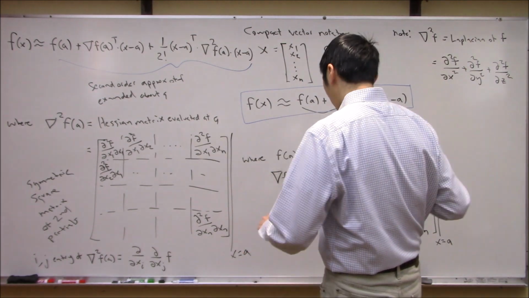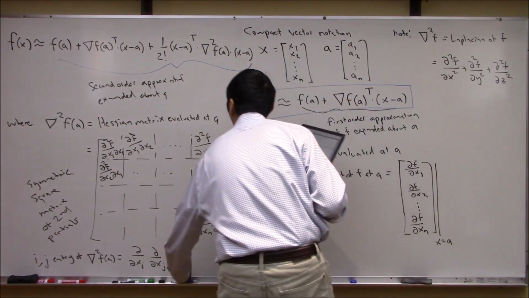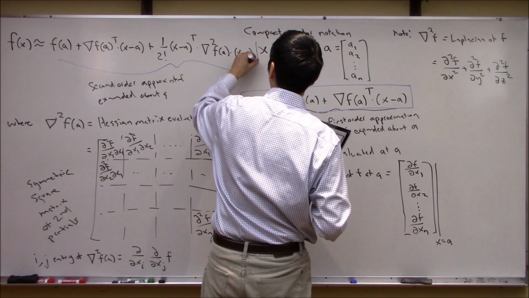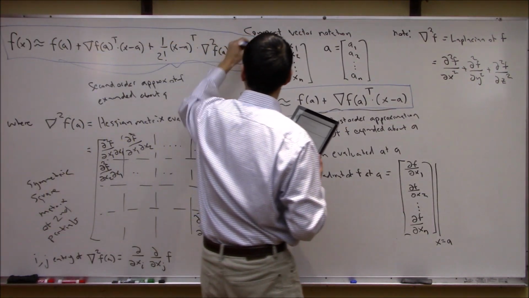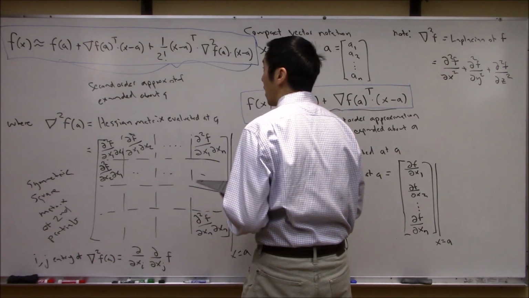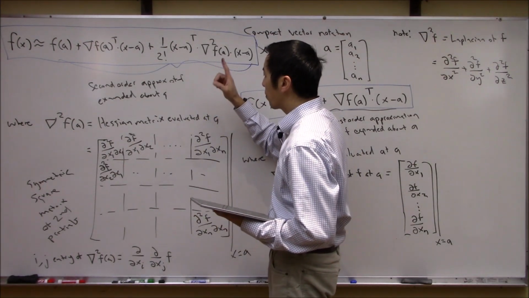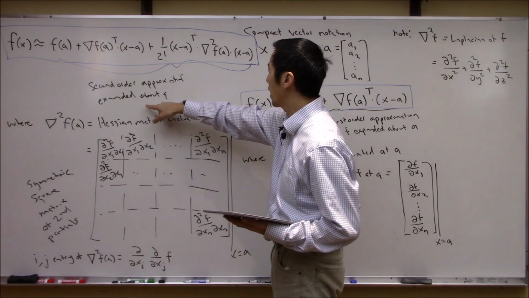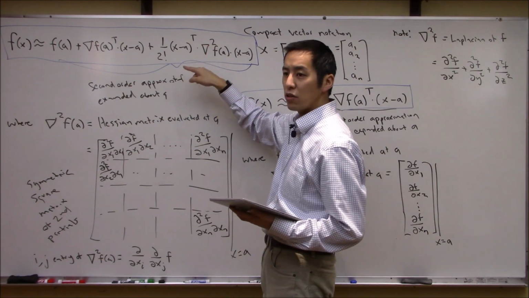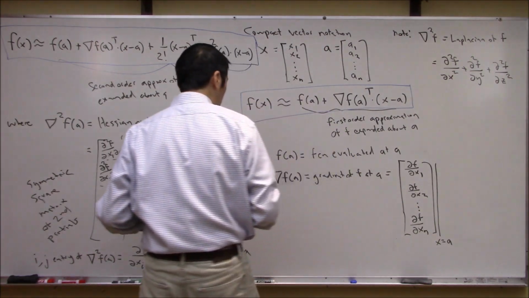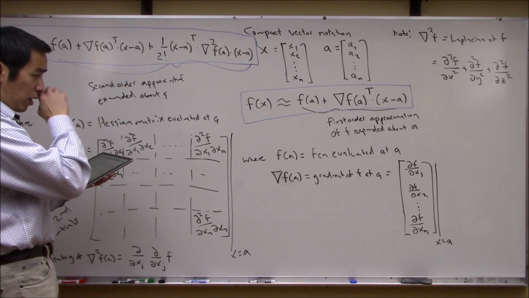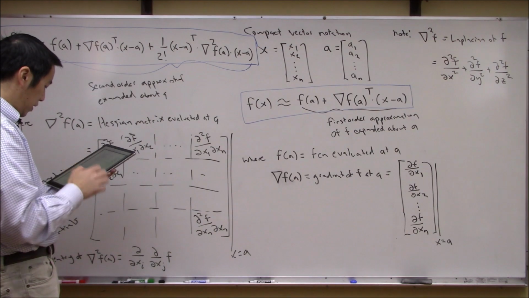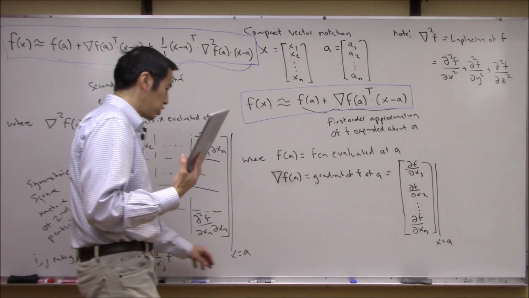So again, this is super powerful because it gives us a very compact, easy way to calculate the second order approximation of a function expanded about a using the Taylor series expansion. So yeah, this is incredibly powerful. So you know what I want to do? Let's look at an example of this.